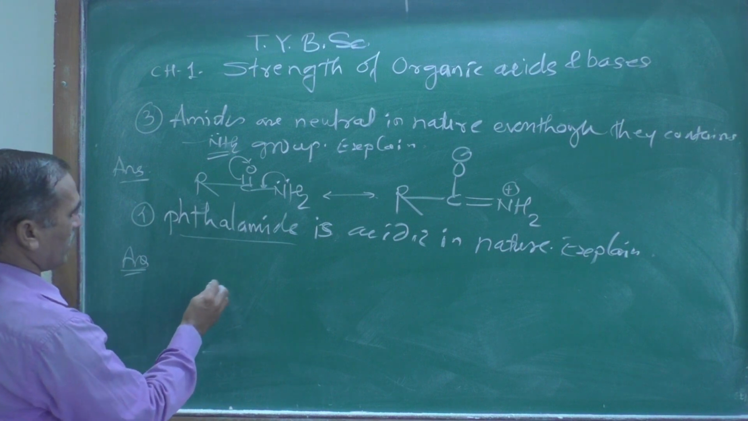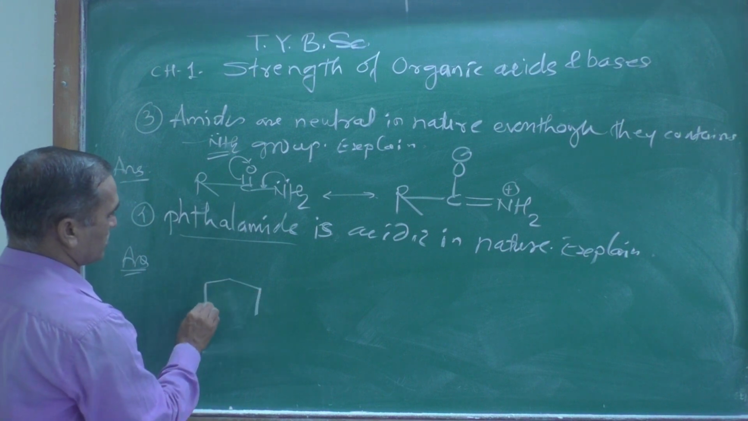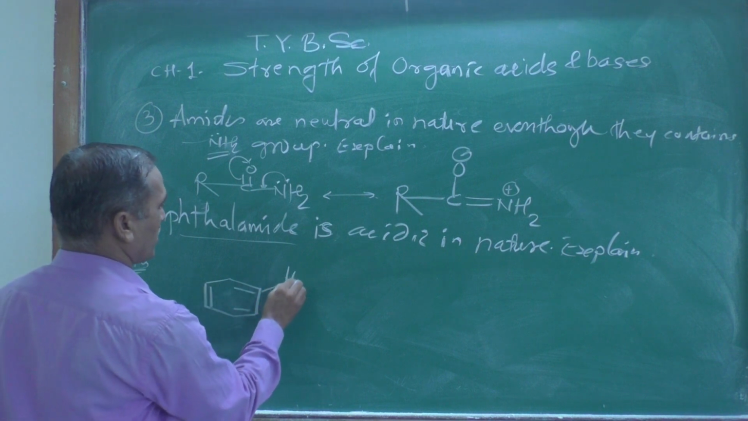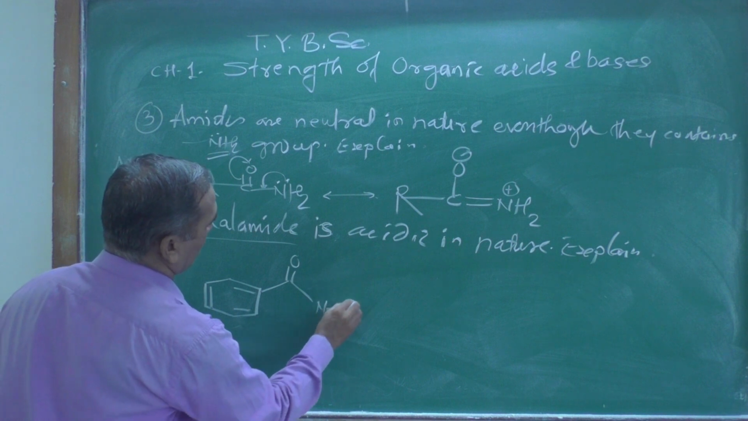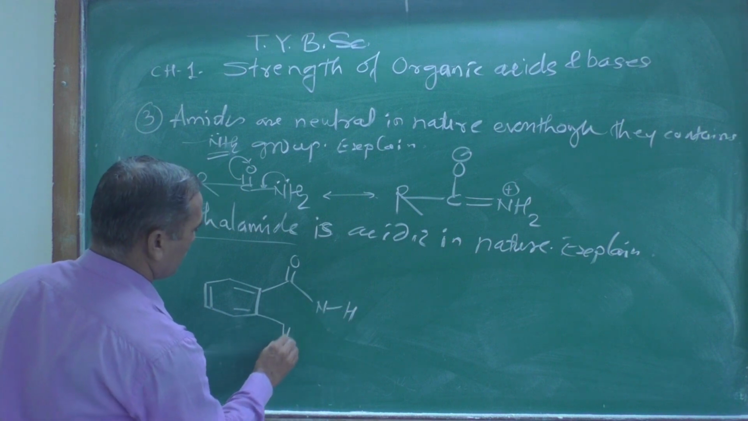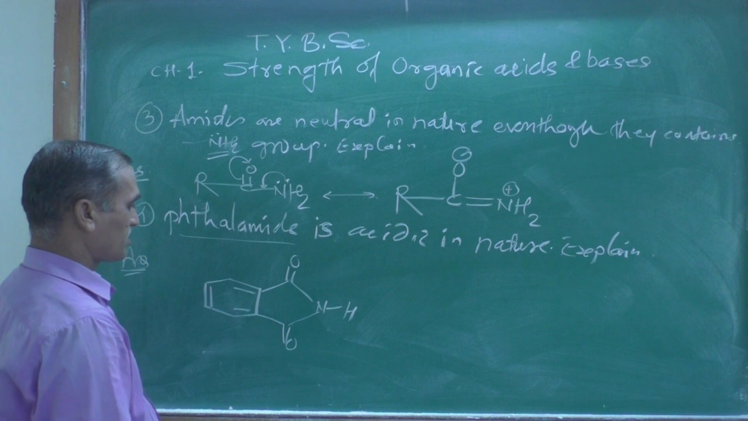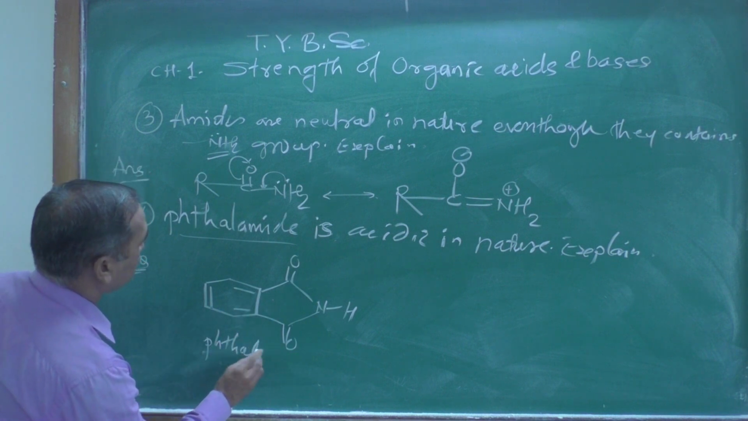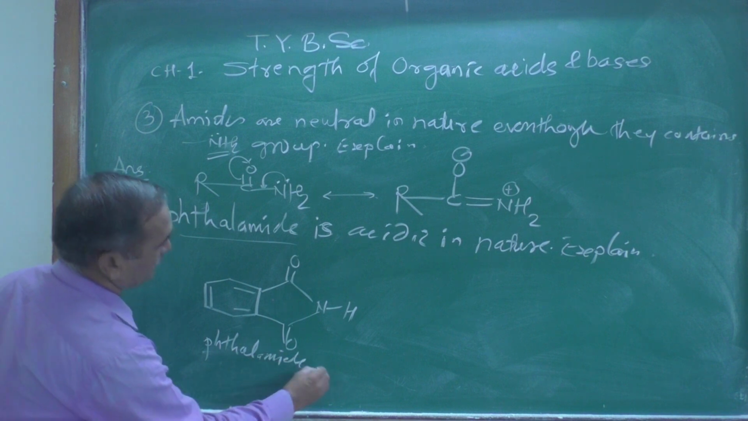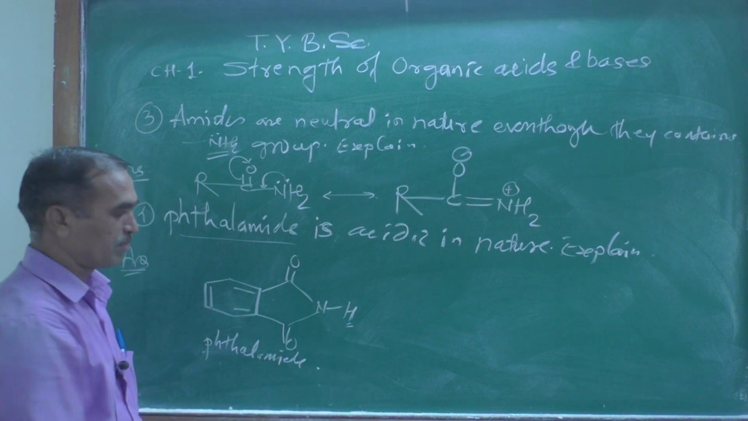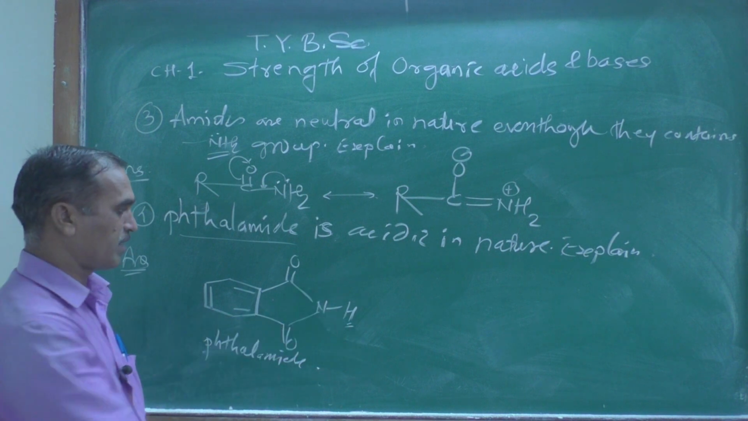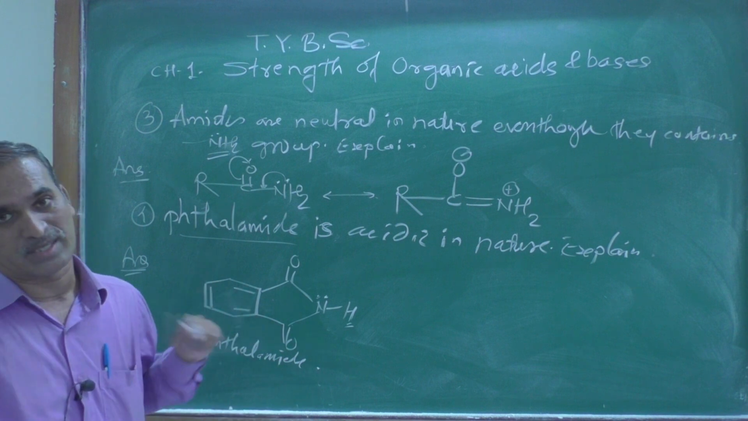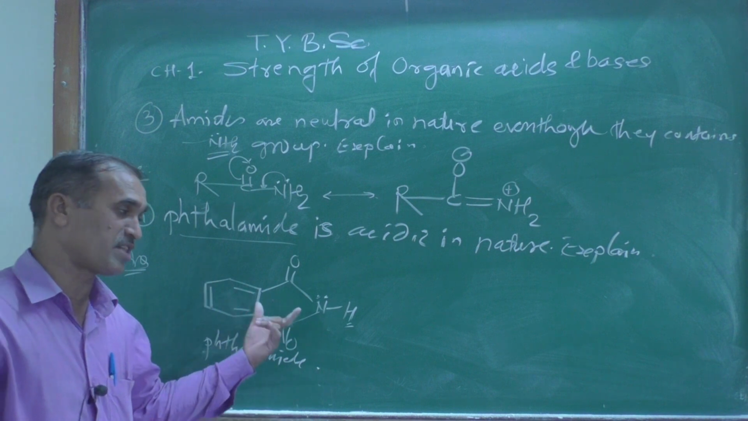Once you draw the structure, this is a benzene ring where N and H are attached, then C double bond O. This is the structure of phthalamide, where one proton is attached to the nitrogen atom. Now here is a nitrogen atom. According to that, it should be basic in nature, but it is not. It is acidic in nature.